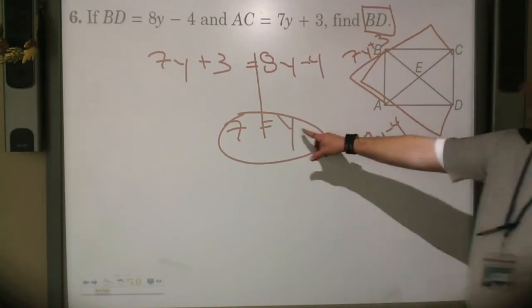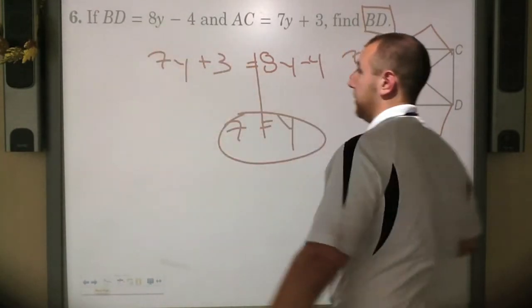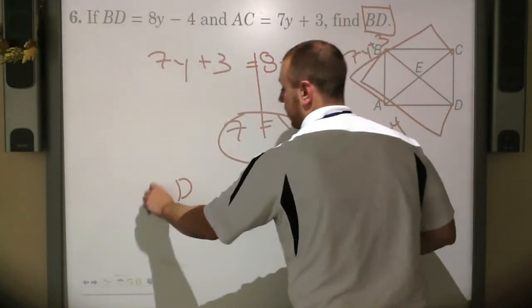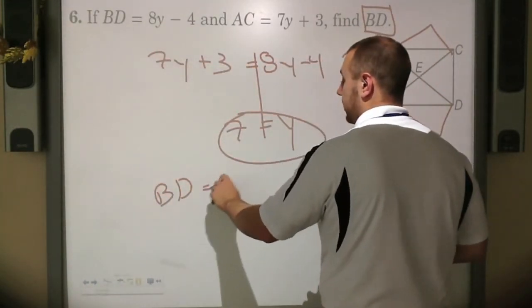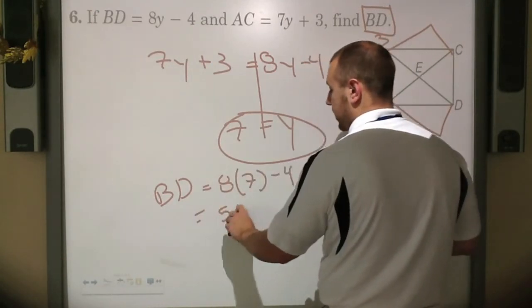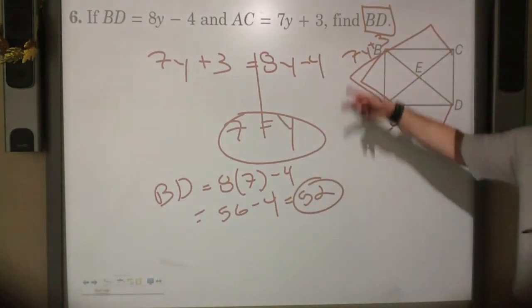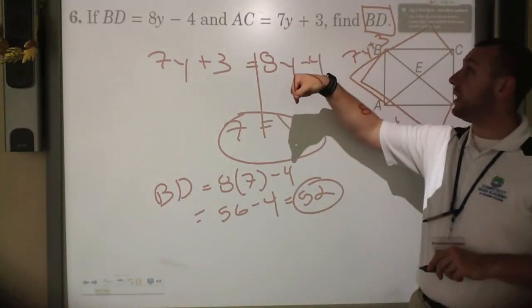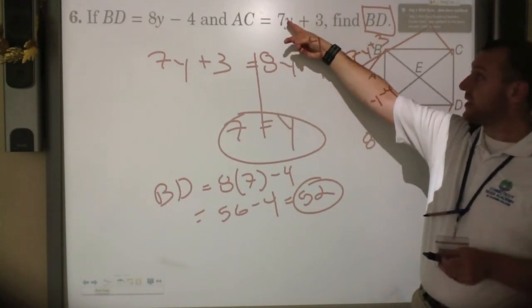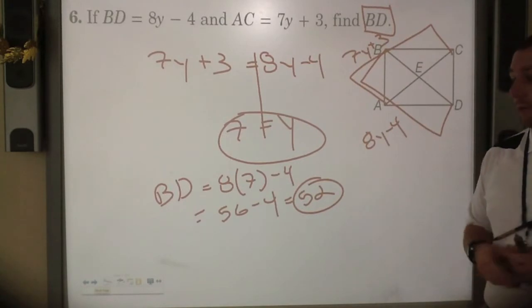So what I have to do is take that 7 and plug it in for BD. So BD equals 8 times 7 minus 4. 56 minus 4 is 52. And I can also do the same thing here with AC just to check. 7 times 7 is 49, plus 3 is 52. And they're equal.